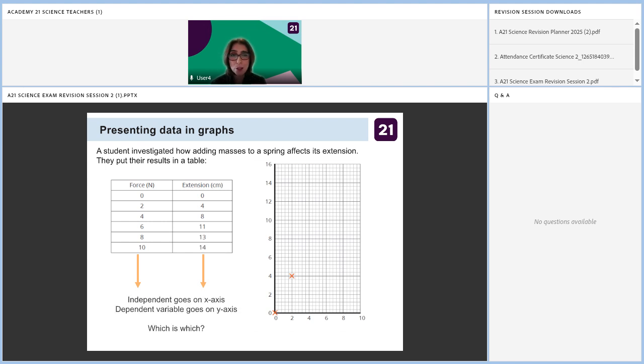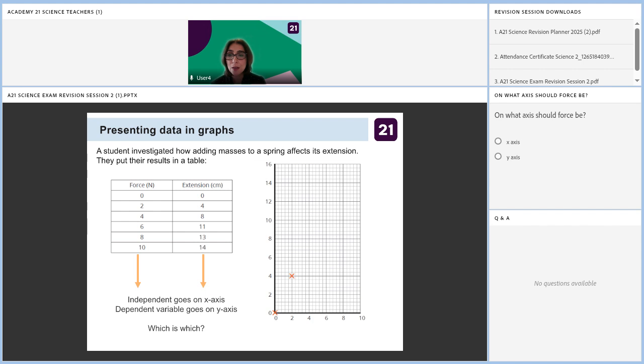But we might have to consider what is going to go on which axis. Now, the rule generally is that the independent variable always goes on the x-axis, and the dependent variable, that's the one that we are measuring, always goes on to the y-axis. Okay, so here in this case then, could you please let me know in the poll which one is going to be the x-axis and which one's going to be the y-axis. What's going to go onto the x and what's going to go onto the y.